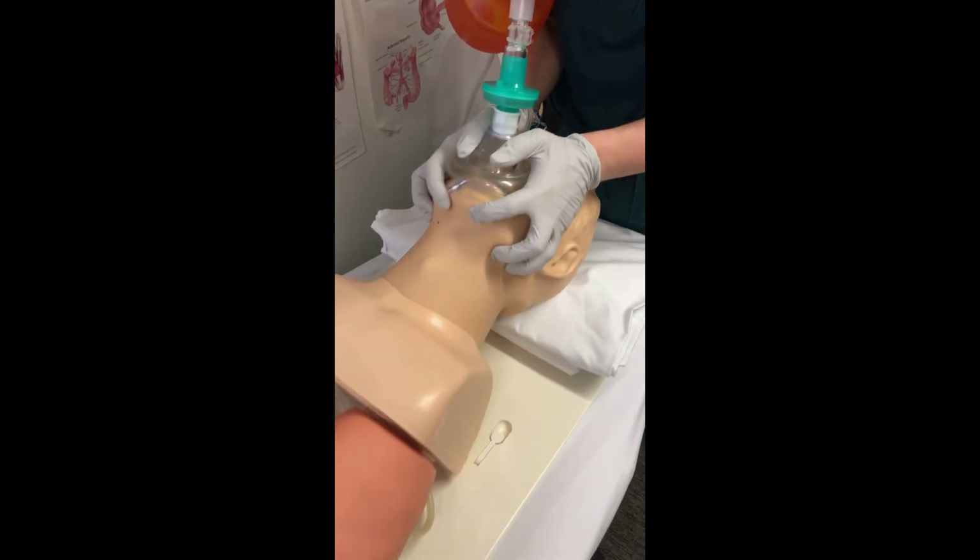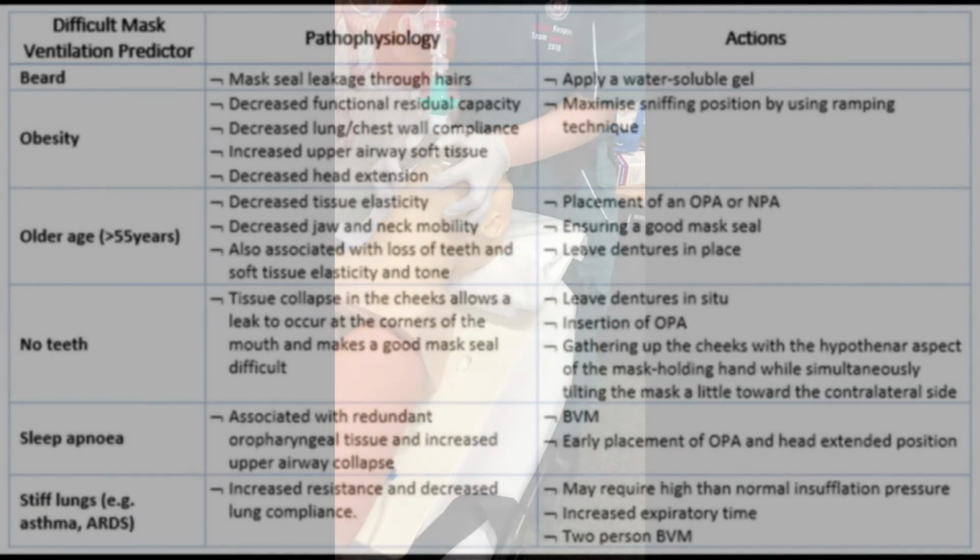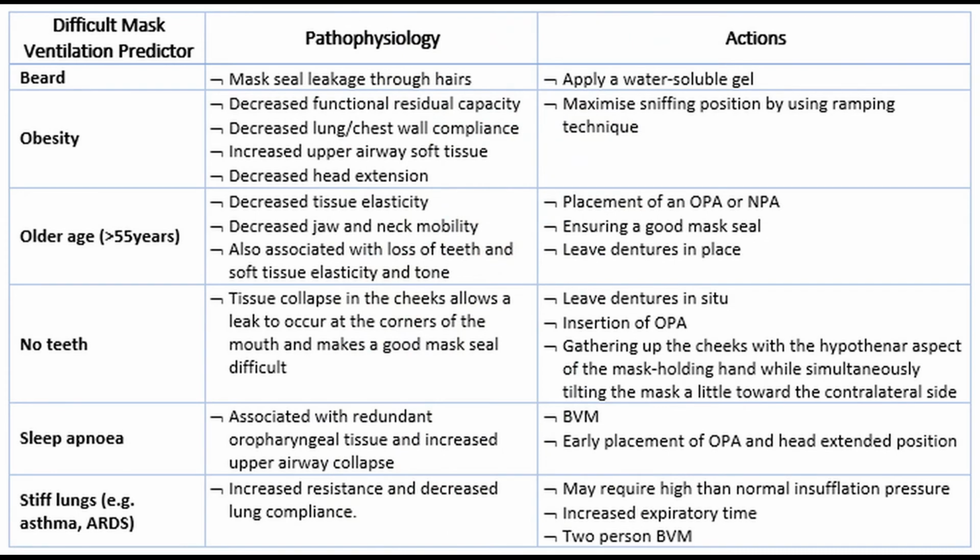Two different two-handed techniques are shown here. If any predictors of difficult mask ventilation were identified, consider implementation of strategies to mitigate or reduce their impact.